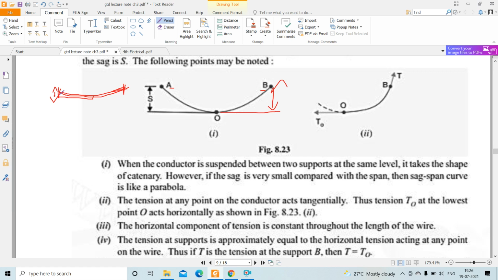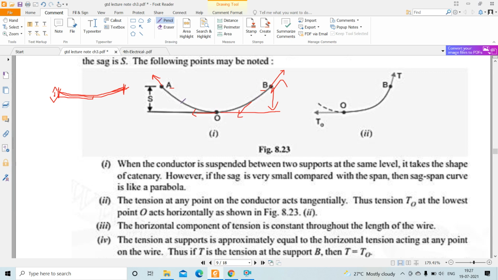The tension at any point on the conductor acts tangentially. This is the tension showing over here. At the midpoint the tension is like this, and at point B the tension is like this. That means at point A also the tension is towards this direction, and at B it is towards this direction. At O there is a tension in this direction. At any point, the tension acts tangentially to the conductor like this.